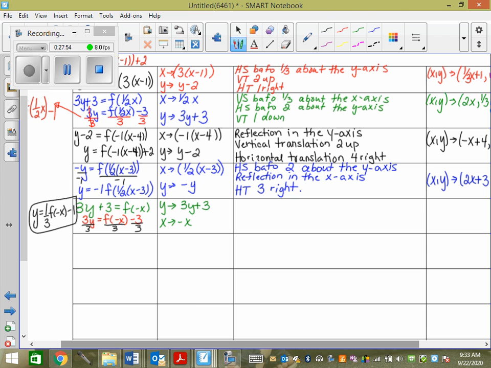And then I can do my mapping and my words properly. So I have a vertical stretch by a factor of 1/3 about the x-axis. Remember, I'm short forming just to fit in this box. If you short form, this is the moment I'm going to bring you back to.